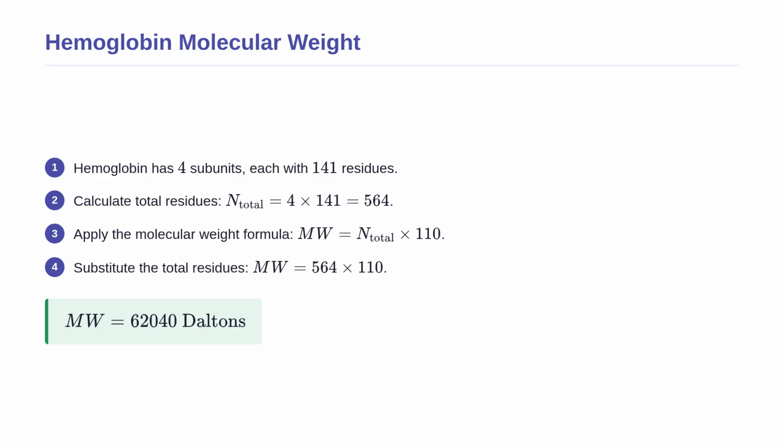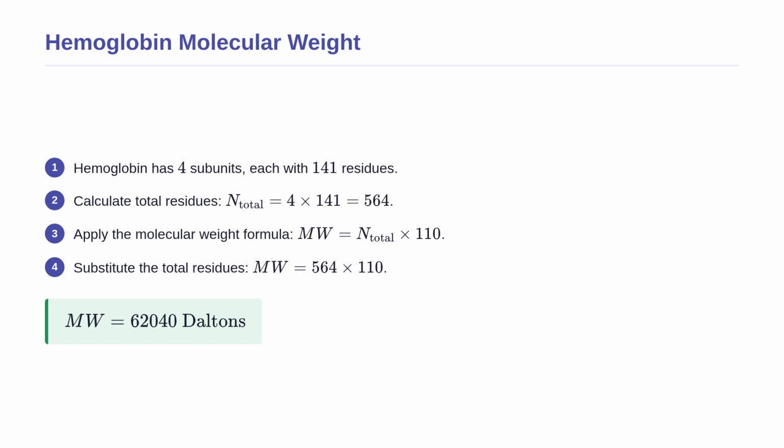Let us put this formula to work by calculating the approximate total molecular weight of the entire functional hemoglobin molecule. We are given that hemoglobin has 4 subunits, and each contains 141 residues. Our strategy involves 2 straightforward multiplication steps. First, we find the total number of amino acid residues by multiplying 4 subunits by 141. This reveals that the entire molecule contains a grand total of 564 residues.